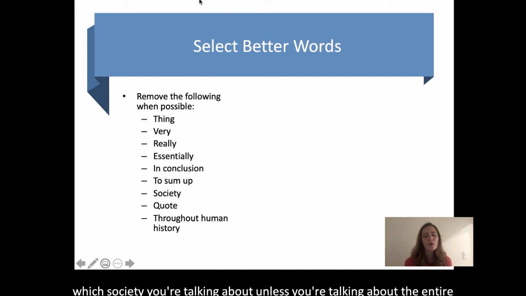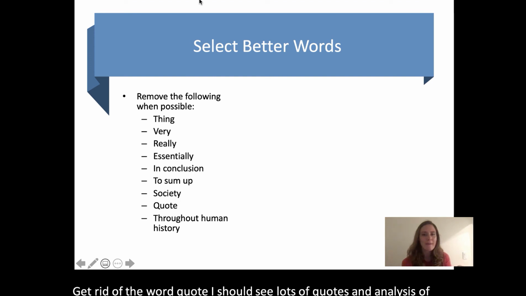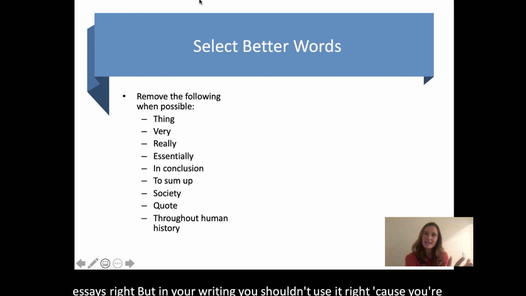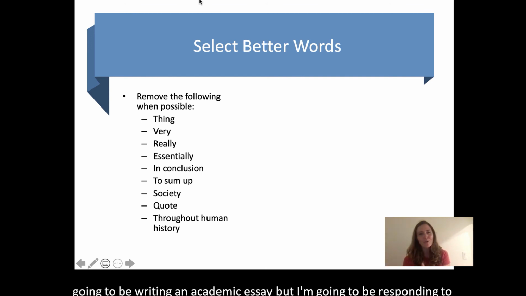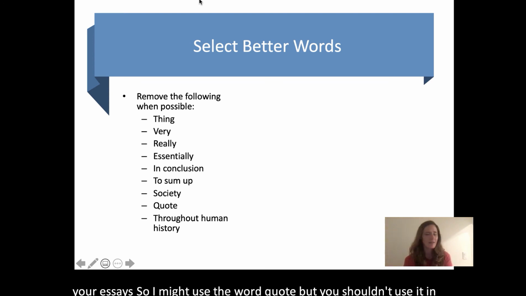Get rid of the word quote. I should see lots of quotes, an analysis of quotes in your essay, but I shouldn't actually see the word quote. Now, you're going to see me use the word quote when I respond to your essays, right? But in your writing, you shouldn't use it, right? Because you're going to be writing an academic essay, but I'm going to be responding to your essays. So I might use the word quote, but you shouldn't use it in academic essays. Of course, if we're talking in class, absolutely use the word quote. For homeworks, you can use the word quote, but for formal essays, you shouldn't reference the word quote.